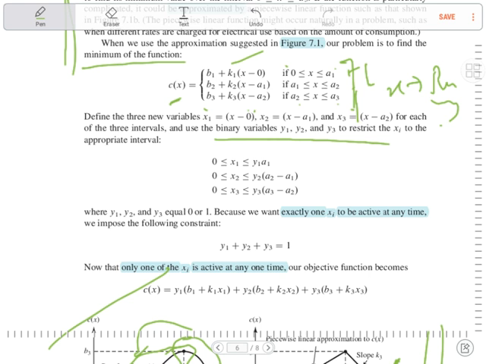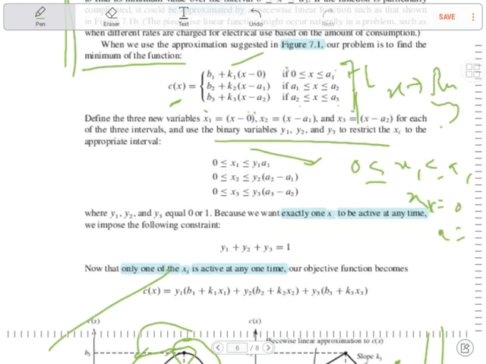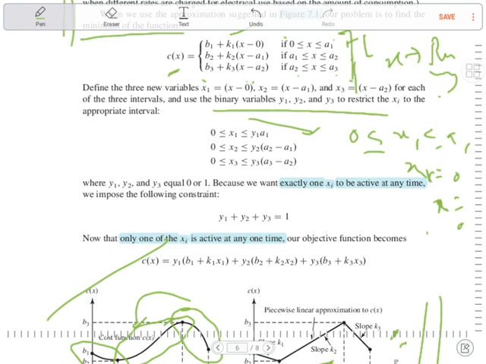How am I writing it? x1 lies between 0 and y1 times a1, because if y1 is 0, then x1 is 0. If y1 is 1, then x1 is running between 0 and a1. But what is x1? x1 is x minus 0. So if I decode it, either it is this one or x1 is 0. But x1 being 0 means x is 0, because x1 is nothing but x minus 0. So everything ultimately comes in terms of x.